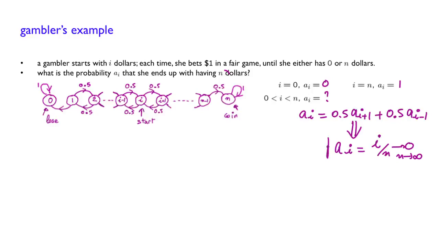All right, so we have that answer here. What about the next question? Next question is the following. What would be the expected wealth at the end? Again, this is a Markov chain where there are two absorbing states. All the others are transient.